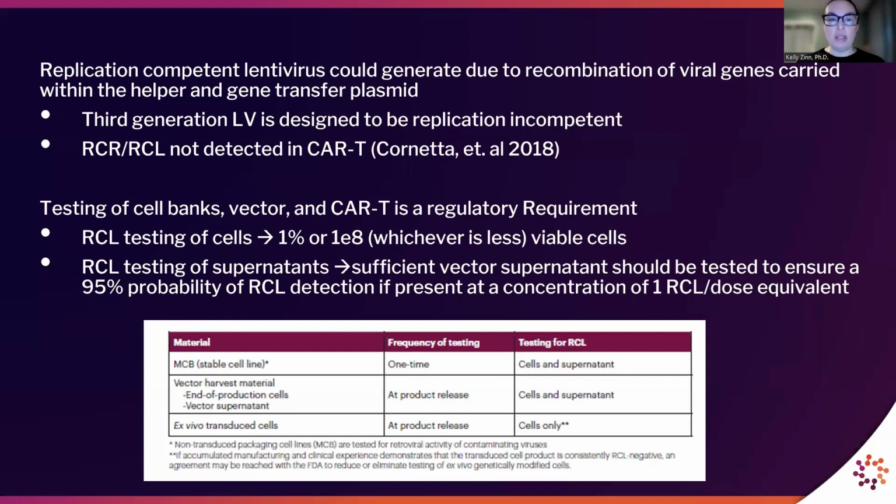And the FDA recommends testing for RCL on master cell banks, vector end of production cells, vector supernatants, and the CAR T products. And the FDA also provides recommendations on the sample quantities for each sample type. For cell substrates, the sample quantity recommended is 1% of a bank or 1E8 viable cells, whichever is less. For supernatants, sufficient vector should be tested to ensure a 95% probability of RCL detection if present at a concentration of 1 RCL per dose equivalent.